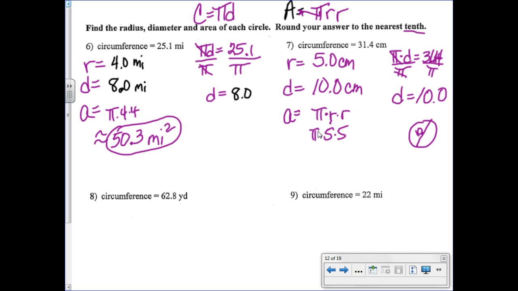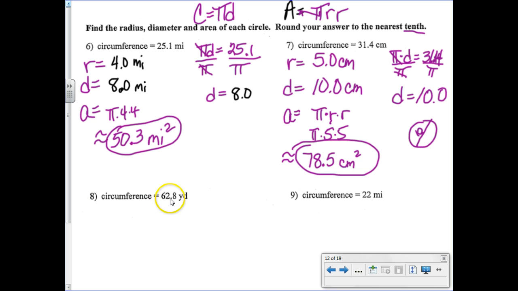25 times pi gives me, and round it to the nearest tenth, so I get approximately 78 and 5/10. It's area, which means your units get squared. Let's work on these last couple here.